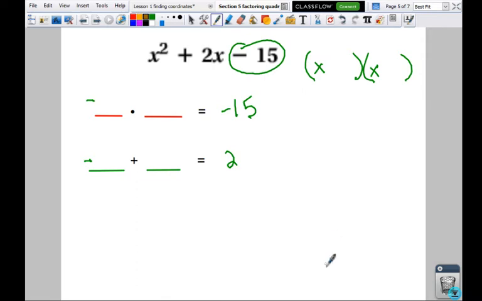Fine, we'll do what Jake says. Jake says -3 and 5. -3 times 5 is -15. -3 plus 5 is +2. So I've got everything I need. I'm going to go -3 in my first one, plus 5 in my second. The order doesn't matter though. So if you did +5 first and then -3, that is fine. It does not matter.